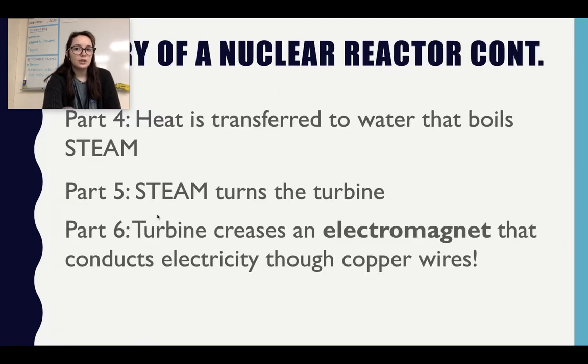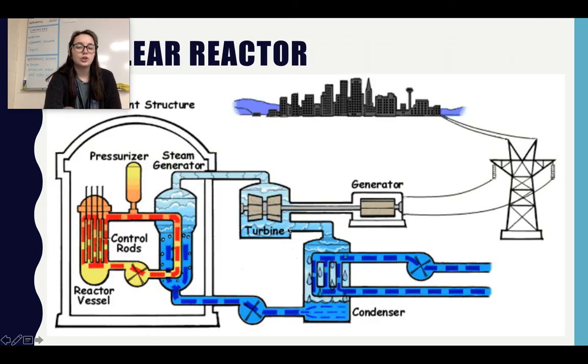My heat is transferred to water, and that boils into steam. My steam starts turning the turbine, and then the turbine creates an electromagnet that conducts electricity through copper wires. So my turbine helps a generator, and that's what gives me my energy.